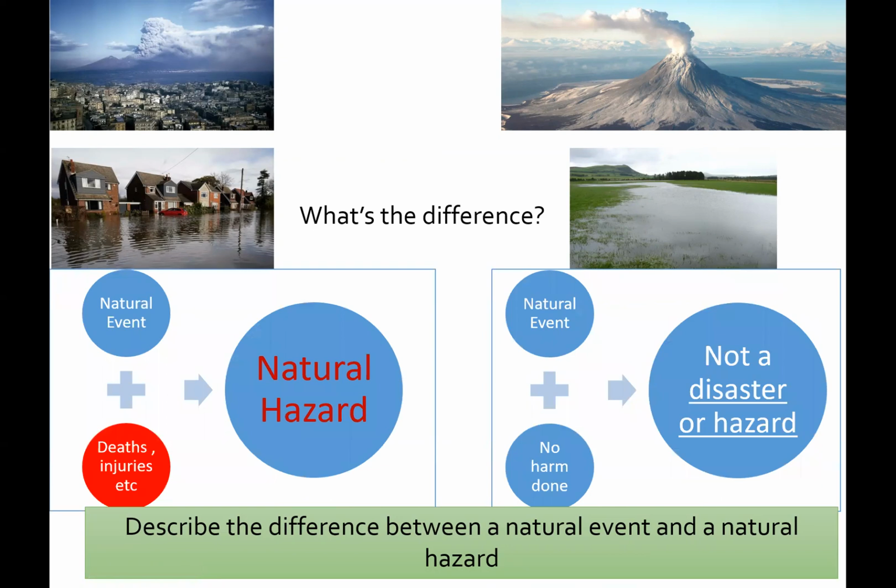And the way we look at that is through these two diagrams. So our natural hazard is when you have a natural event plus deaths, injuries, disruption to people, etc. That equals your natural hazard. If you have a natural event and no harm is done, so people aren't affected in any way, that is not a disaster or a hazard. So you can draw yourself these little diagrams if you like to help explain the difference between an event and a hazard.